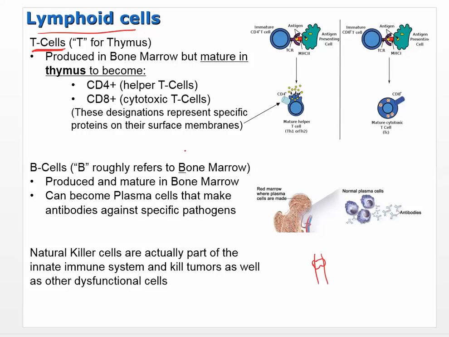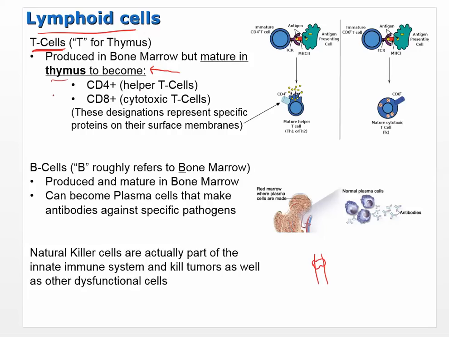Okay, so the T cells are produced in the bone marrow, but they mature in the thymus. Okay, so that's why they don't have that myeloid designation, if it helps to remember it that way, because this is where they mature. They mature in the thymus.